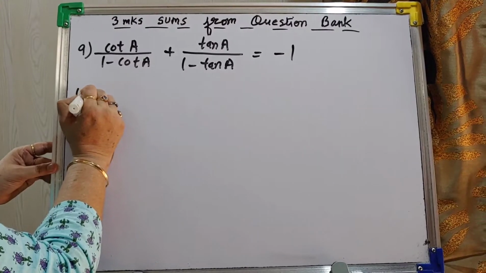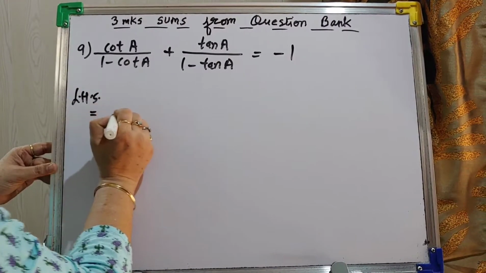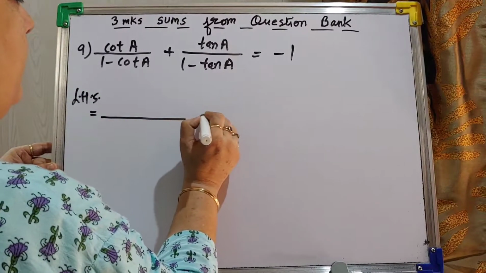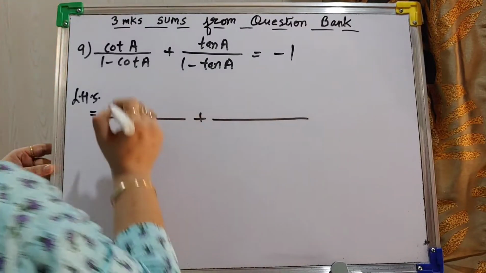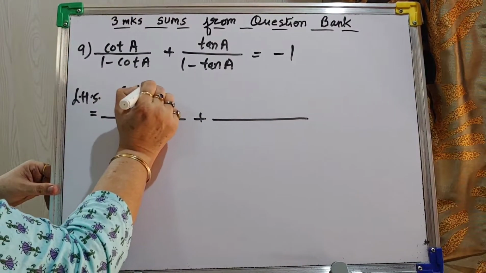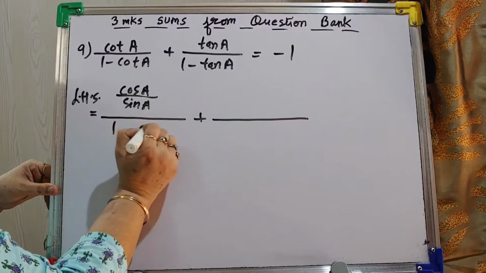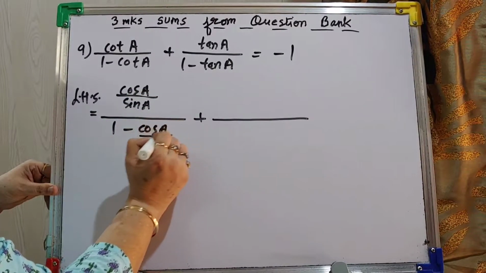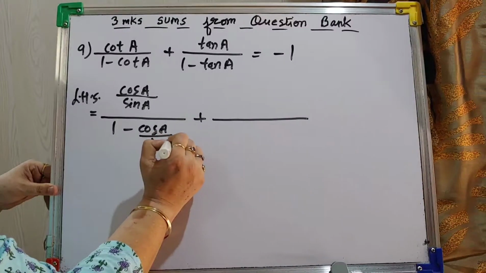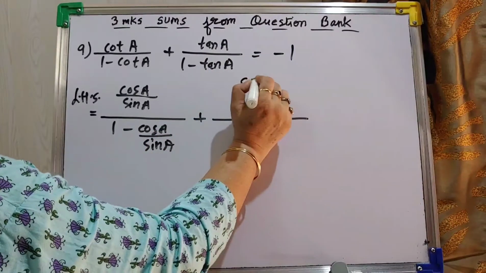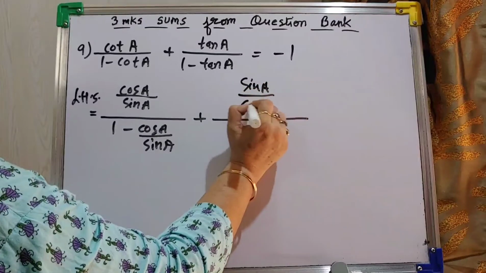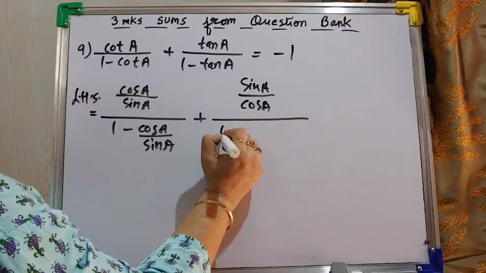Now students, just see this sum. In this, instead of cot, I can write cos A by sin A. Again same way here also. Instead of tan, we can write sin A by cos A. Same way here.